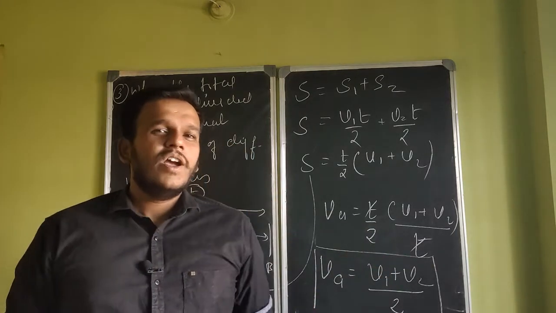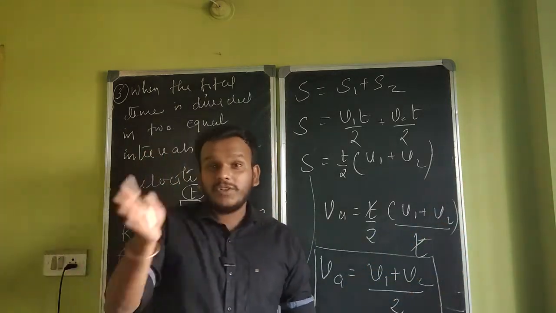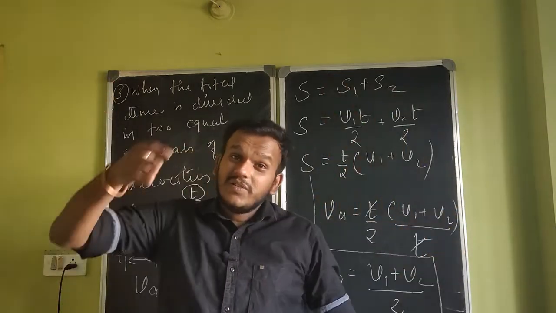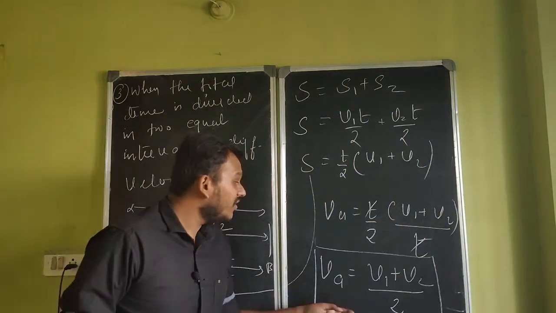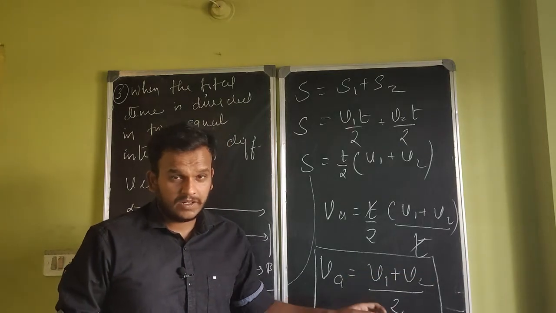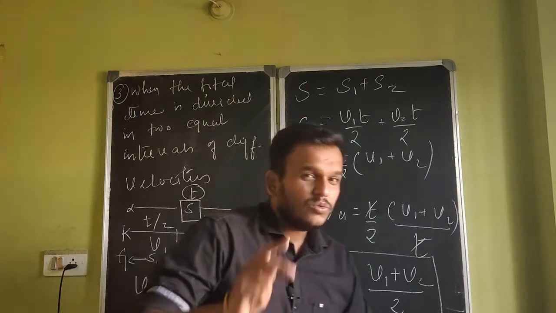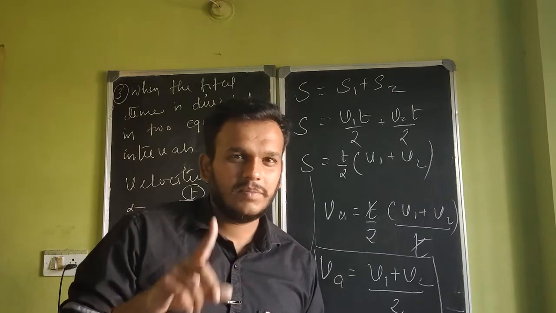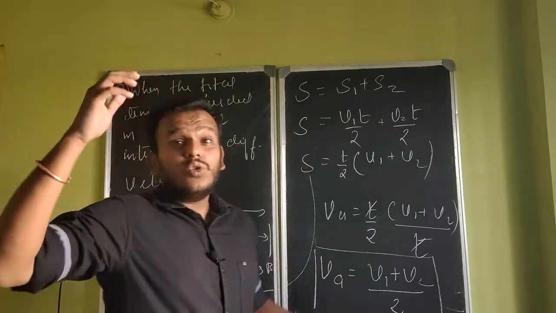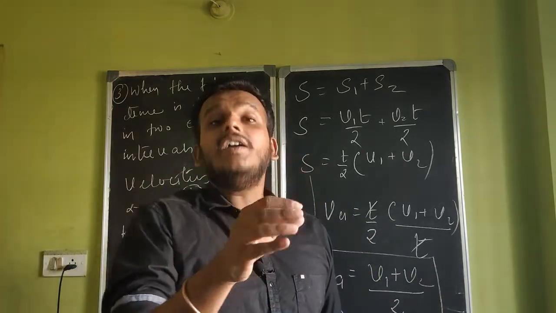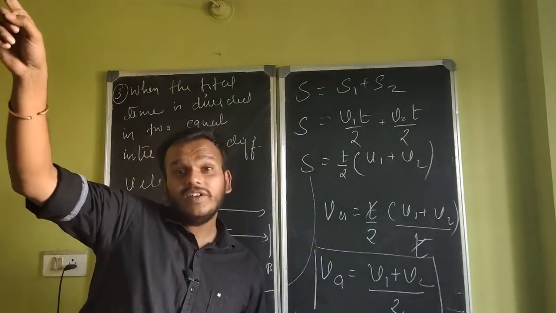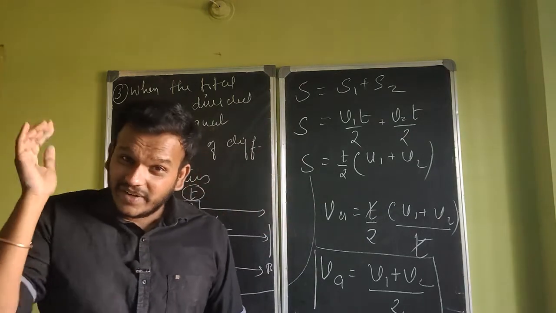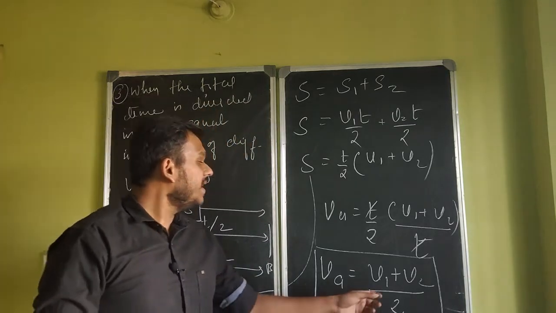Right? And see the difference. When the total distance is divided in two equal halves of journeys, the expression was 2v1v2 by v1 plus v2. And when the total journey is divided in two equal intervals of time, then average velocity is v1 plus v2 by 2. Did you understand this? Fine. Now, two simplest of questions I'll ask and then one interesting question based on this. So I hope you understood. When it is two equal halves of the distance, then 2v1v2 by v1 plus v2. And when the total time is divided into equal intervals of time, then the average velocity is simply v1 plus v2 by 2.